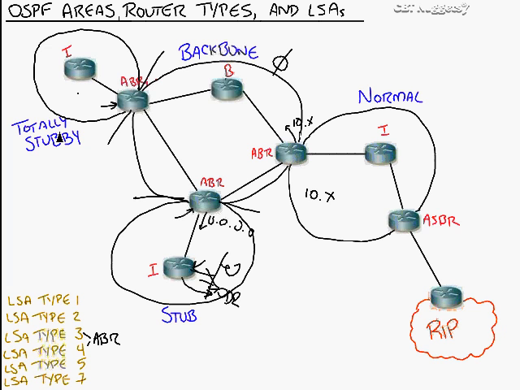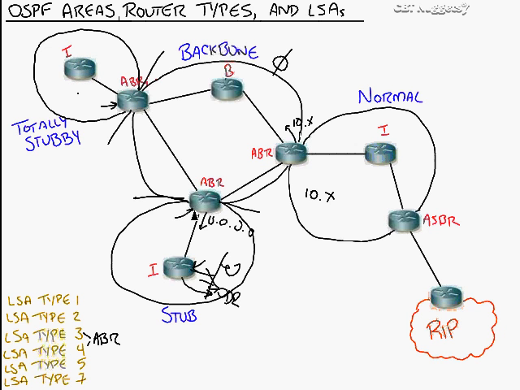I mentioned that a totally stubby area blocks external routes and routes from other areas. Routes from this stub area and this backbone area. And the reason it does that is because in the RFC definition of a totally stubby area, it says totally stubby areas will not accept type 3, type 4, or even type 5 LSAs, because that's just how it's defined. So ABRs generate nothing but type 3, so by the time it gets here, based on the RFC definition of OSPF, it knows how to filter them.